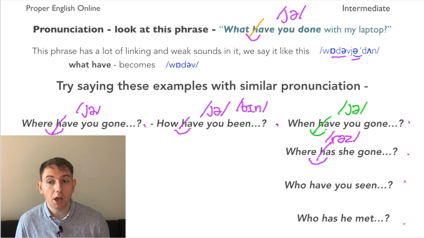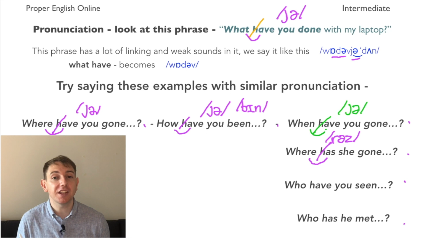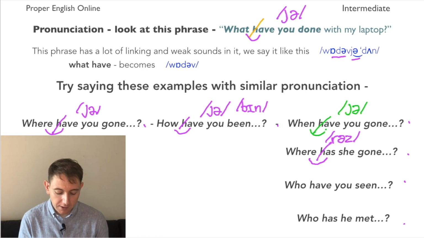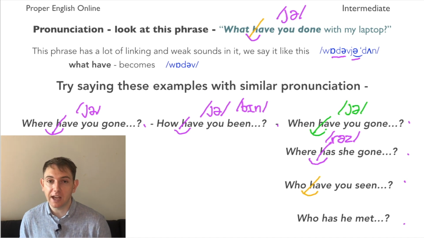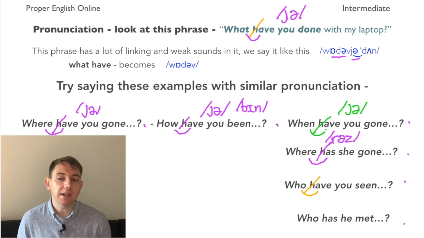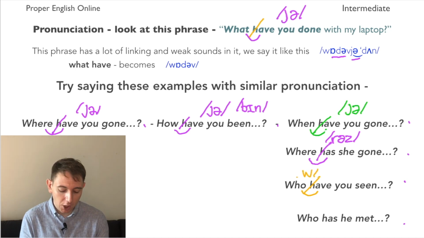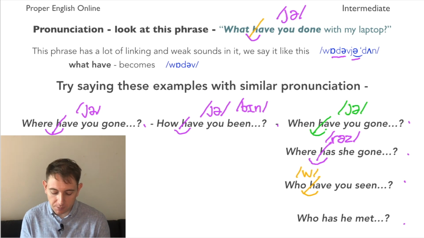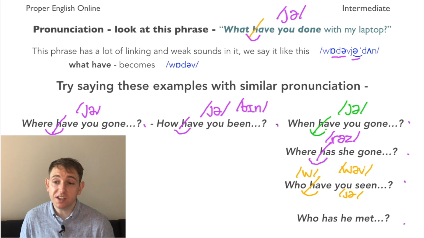The next one. Who have you seen? So again, the H disappears and we join this O sound and this sound. How do we join that? As two vowels, right? But actually, look at how I'm saying this here. Who have. There's like a W sound there. Who have. So we can imagine it being like wuv. Who have. And again, it's not you, is it? It's ya, right? So, who have you seen? One more time. Who have you seen?